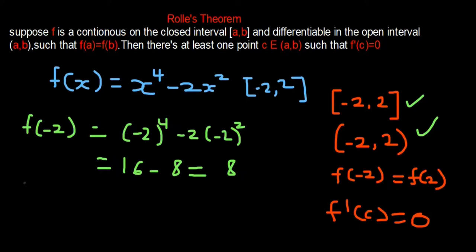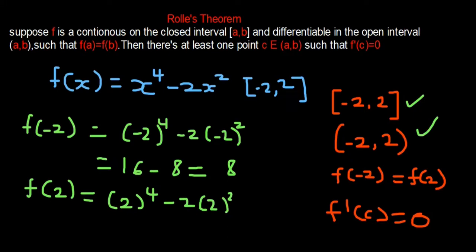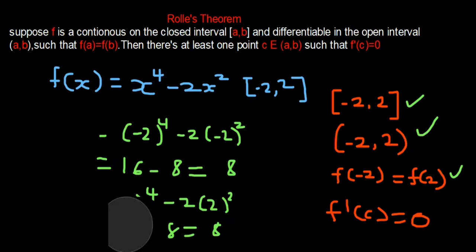So let's do the same for f of 2. For f of 2, I'll have 2 to the power 4 minus 2 into brackets 2 to the power 2. This will give me 16. 2 squared will be 4. 4 times -2 will be -8. So this also gives me 8. So therefore, this condition has also been satisfied, since f of -2 equals f of 2.